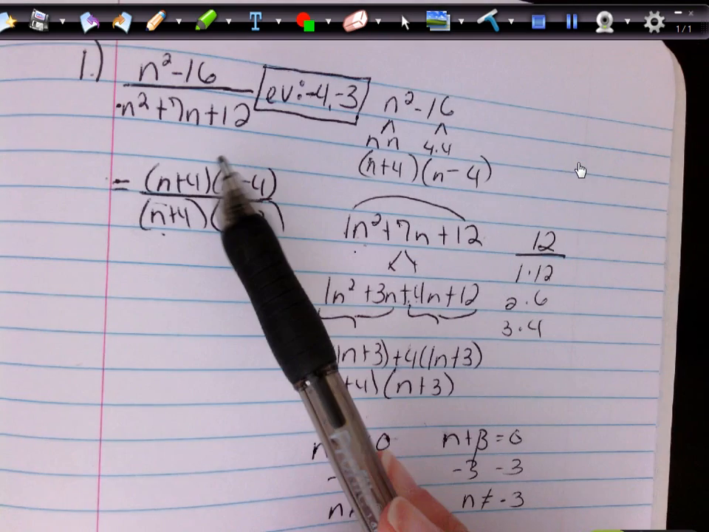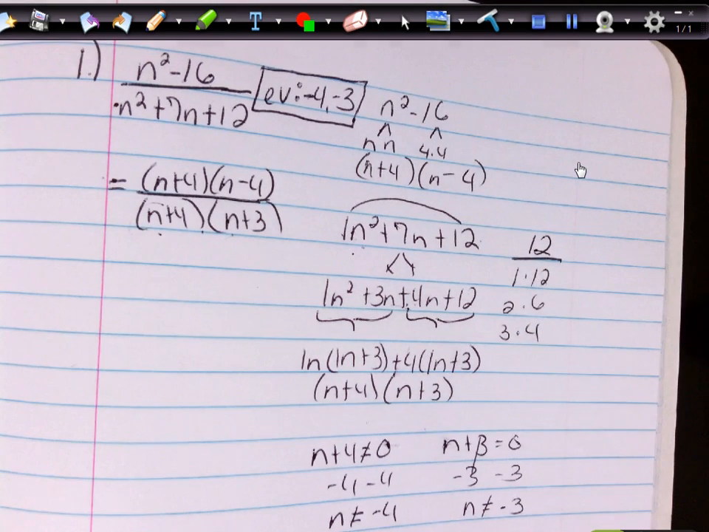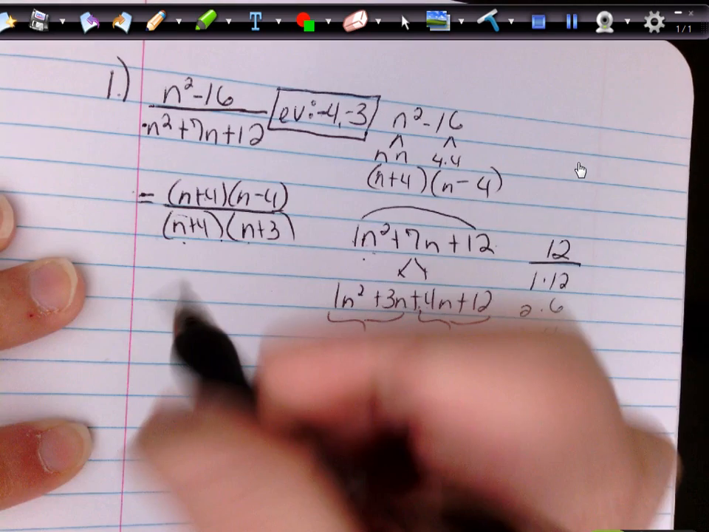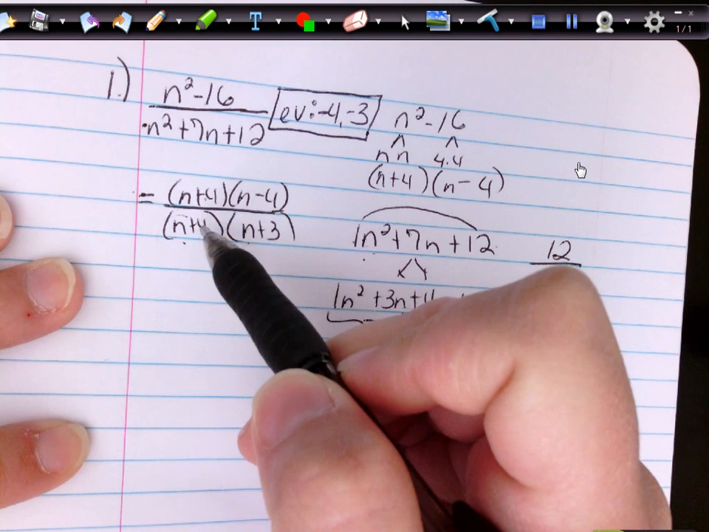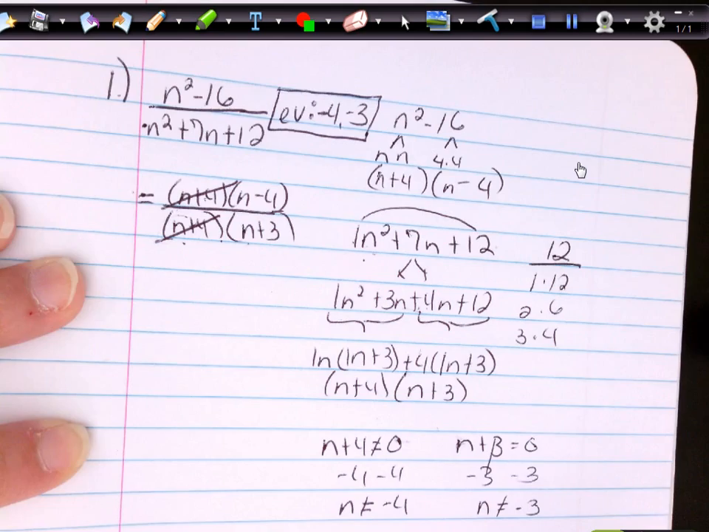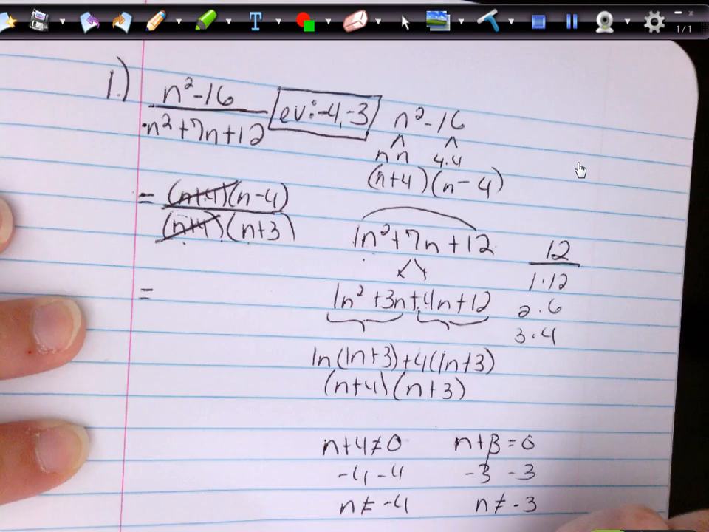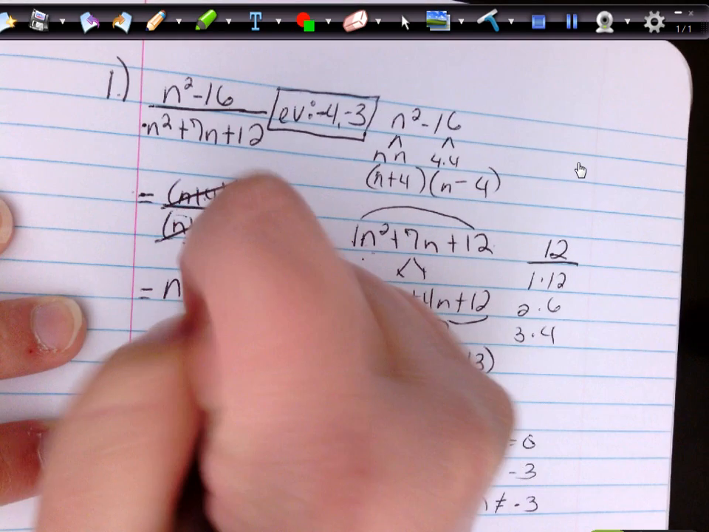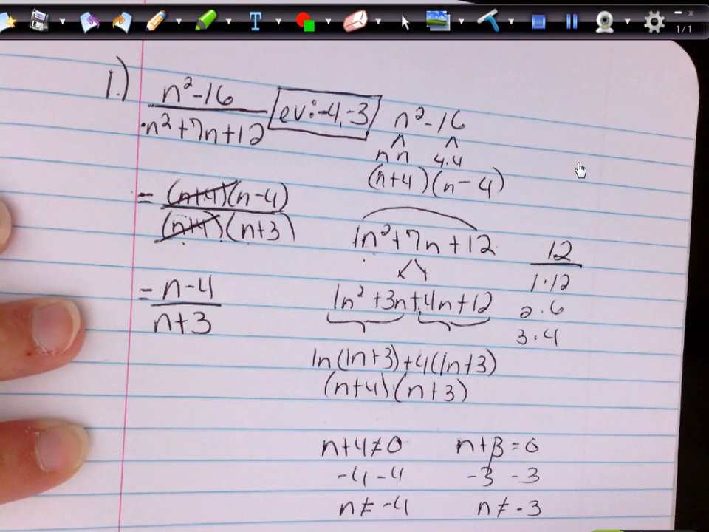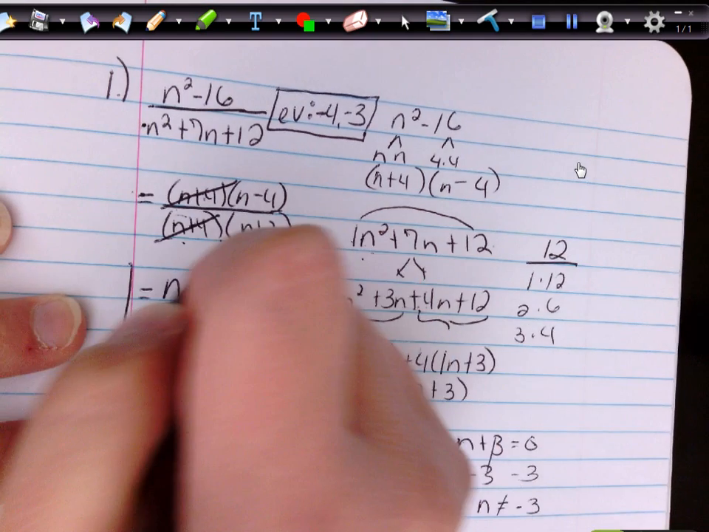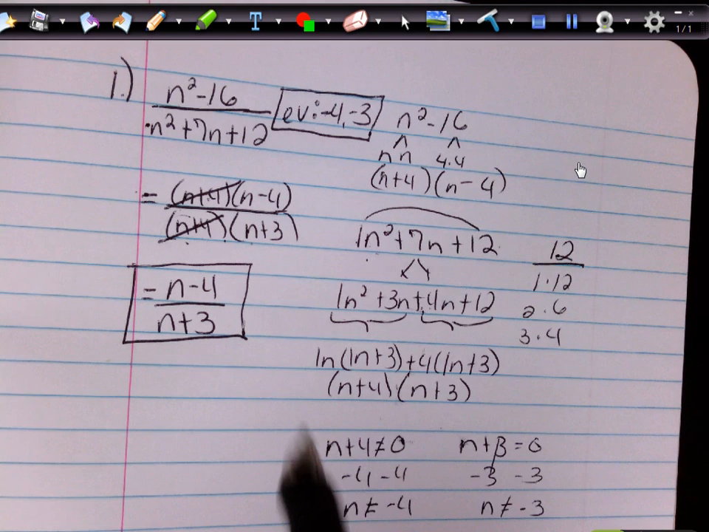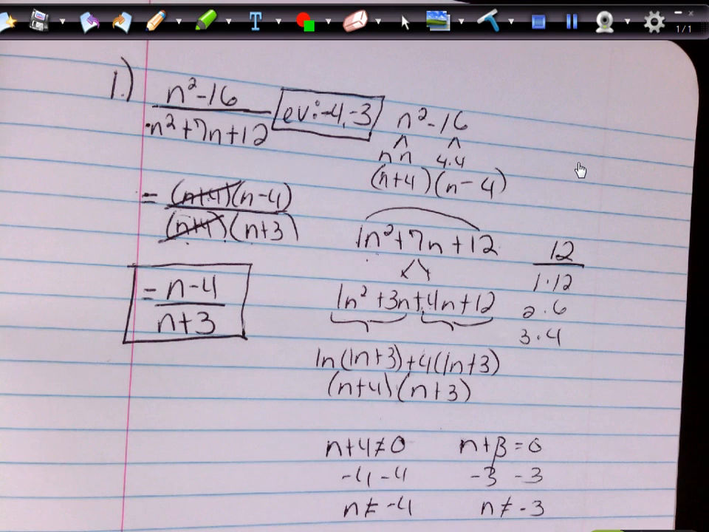And then after I have them both factored, I'm going to look and say, okay, what's the same on the top and the bottom that I can mark out? Well, both the top and the bottom have an n plus 4. Now, I can't just mark out the 4's here because of the plus sign, but if it's n plus 4 and they're exactly the same in the parentheses, I can mark those out. Now I'm going to say, okay, what do I have left? Well, on the top I have n minus 4 left, and on the bottom I have n plus 3 left. So this is my simplified rational expression. So please make sure that you have all of this work down before you move on.